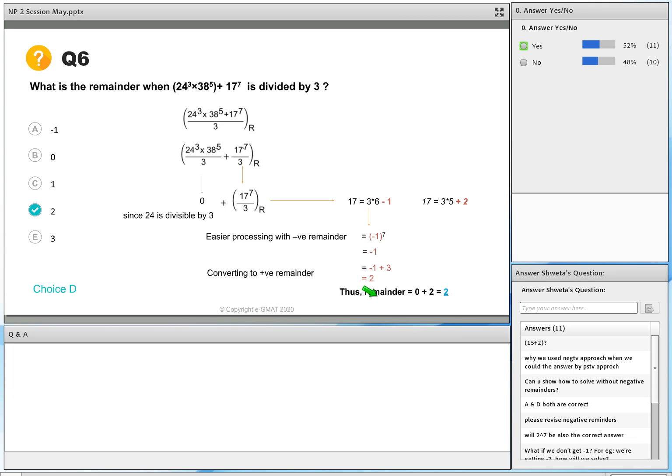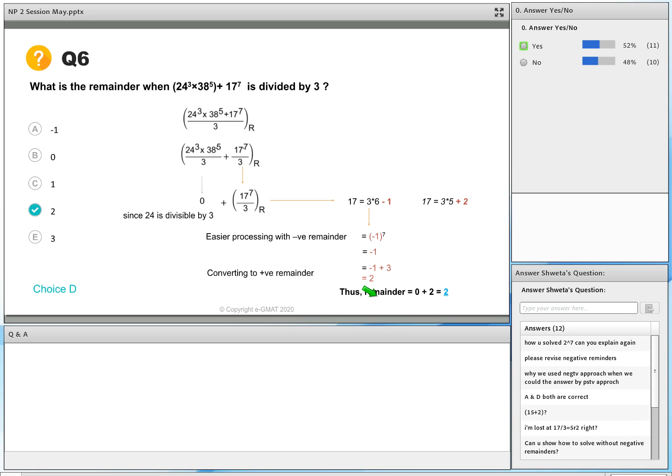Can you show how to solve without negative remainders? You can take 2 to the power 7, actually calculate the value of 2 to the power 7, which is 128, then divide 128 by 3 to get the remainder. Why do we use the negative approach when we could answer with positive? Because positive required a lot more work. With 2 to the power 7, you had to know the power.